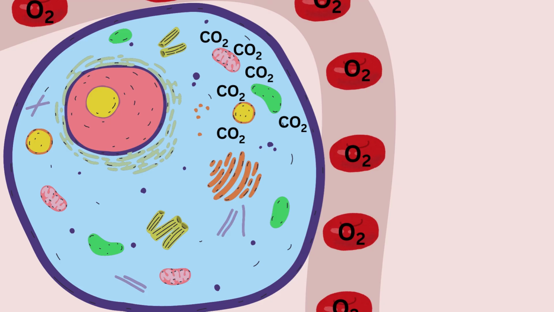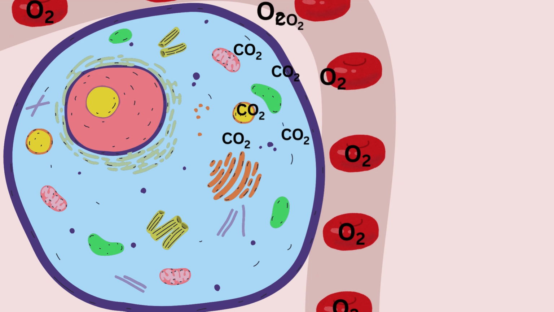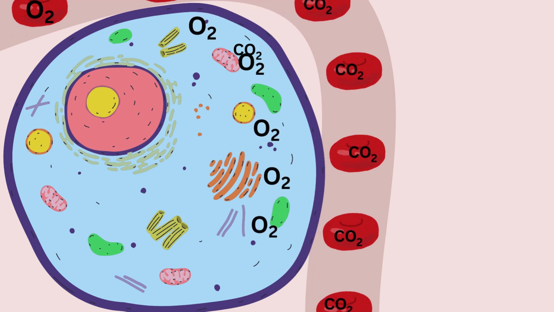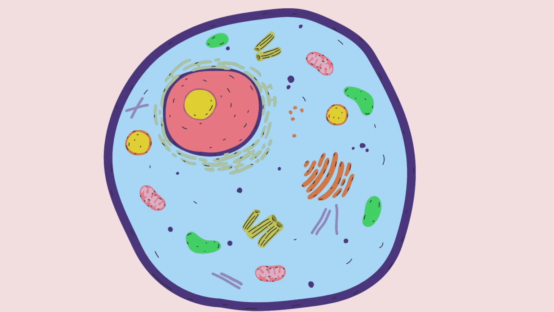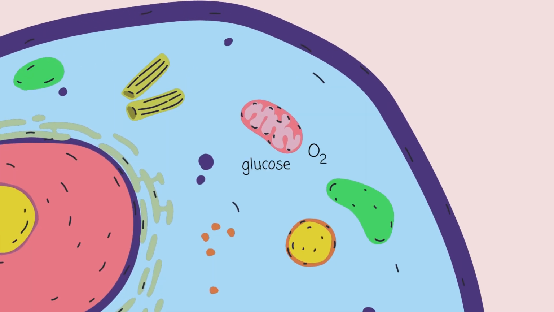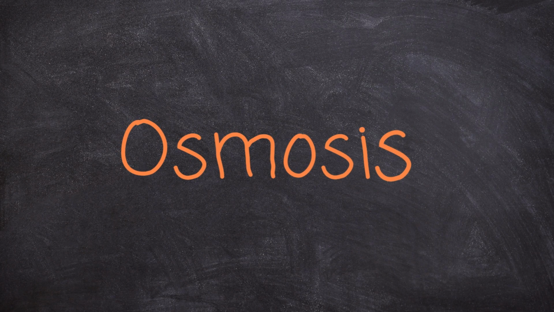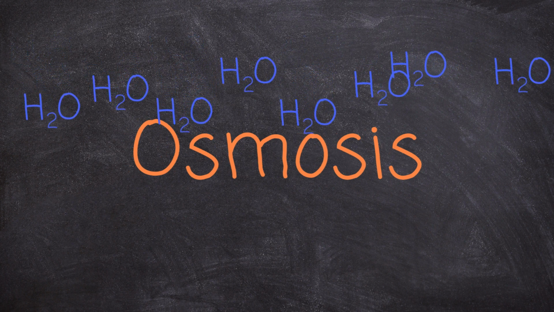Oxygen also diffuses into cells from the bloodstream, while carbon dioxide diffuses out of cells into the bloodstream for removal. Additionally, diffusion facilitates the movement of molecules within cells, allowing for the transport of substances between organelles and the cytoplasm. Osmosis is an example of diffusion, where the particles being moved are water molecules.